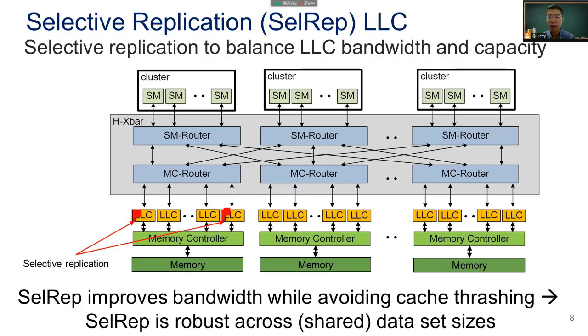Compared to private LLC, which replicates data across different LLC slices, in this paper we propose Selective LLC. Selective LLC selectively replicates shared read-only data across LLC slices to improve data bandwidth, while ensuring that the LLC retains sufficient capacity to keep shared data cached. In this way, Selective LLC improves bandwidth while avoiding cache thrashing.